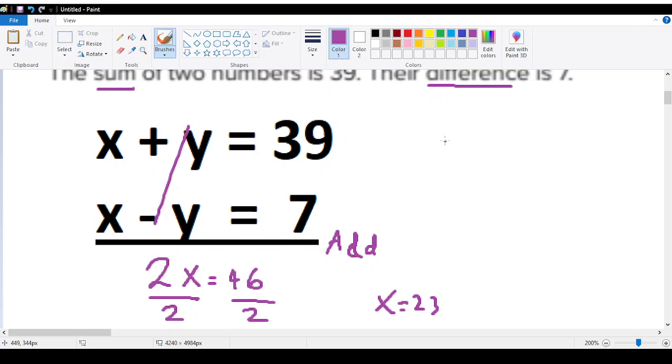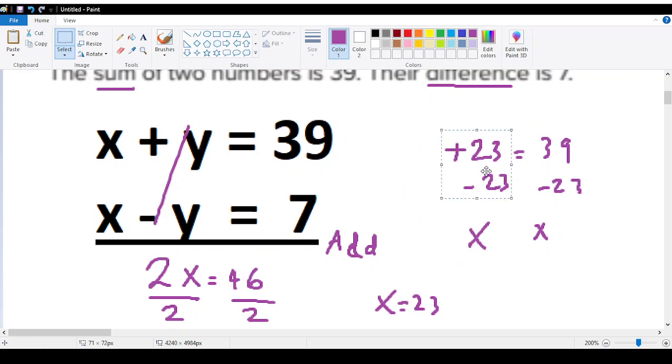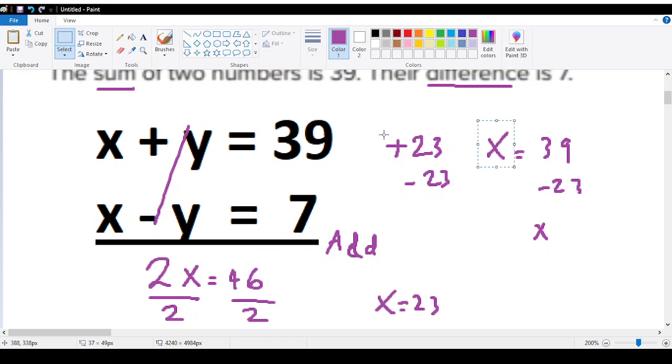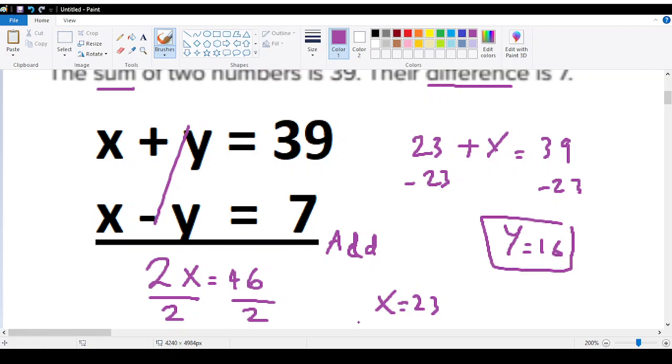After that, you're going to go back to one of the equations. So you're going to say x plus y equals 39, and subtract 23 from both sides. Sorry, my bad, it was y, it's not x, so you flip these two. So you will end up with y equals what? y equals 16. That's correct. So those are the two numbers we are thinking about: 23 and 16.